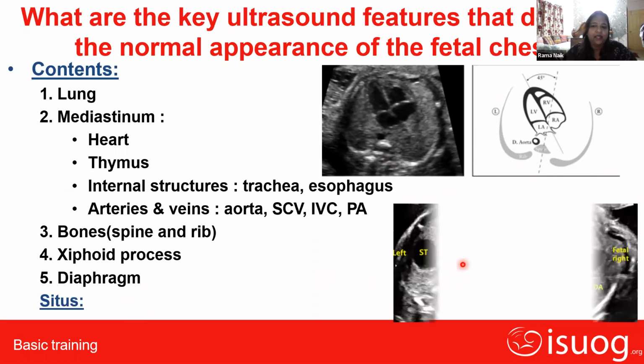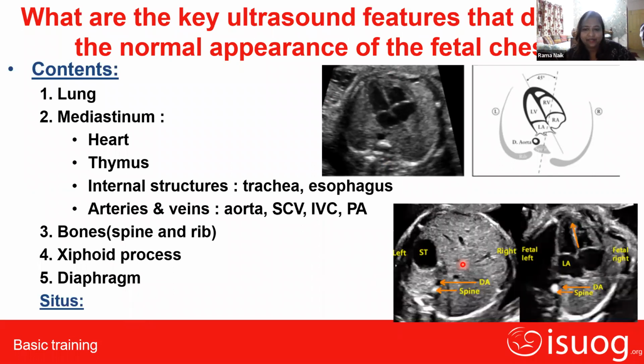And the next important thing is the situs. Well, situs will be covered by, I think, Priti madam during her heart talk, but I will say a little bit, because it is also involved in the chest. Seeing at the first instance, the normal thing is the heart should be slightly towards the left side. So situs is all about the arrangement of normal organs inside the chest and the abdomen.